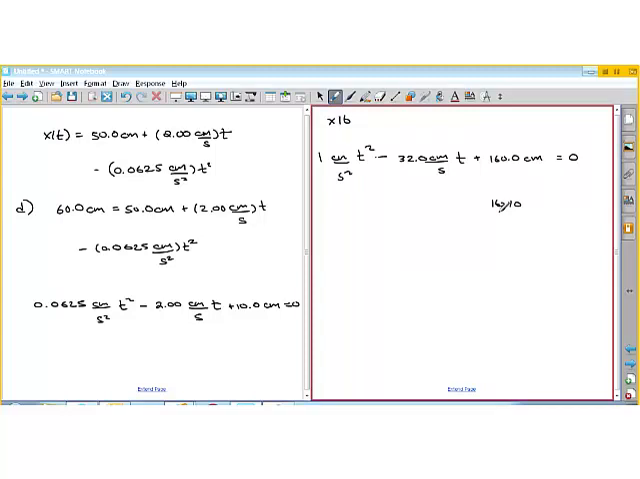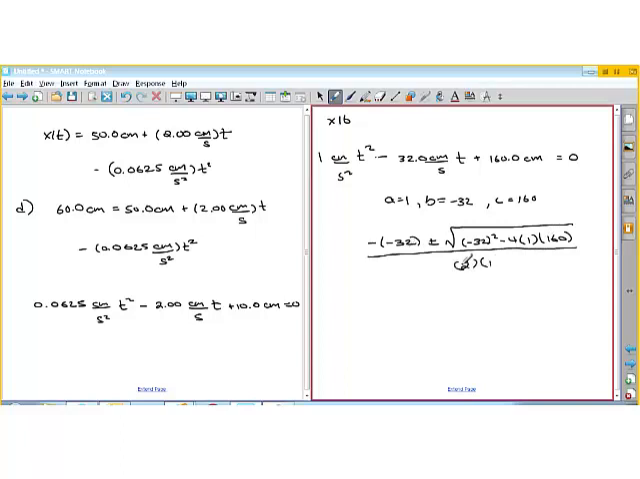What else do we have? Maybe we just have to use the quadratic. Let me just look at the answer to see. Yeah, it's not easy, so we're just going to have to use the quadratic formula. A is 1, B is negative 32, and C is 160. I'm going to leave the units off because we're just solving the equation here. So you get minus B plus or minus the square root of B squared minus 4AC, all divided by 2A.